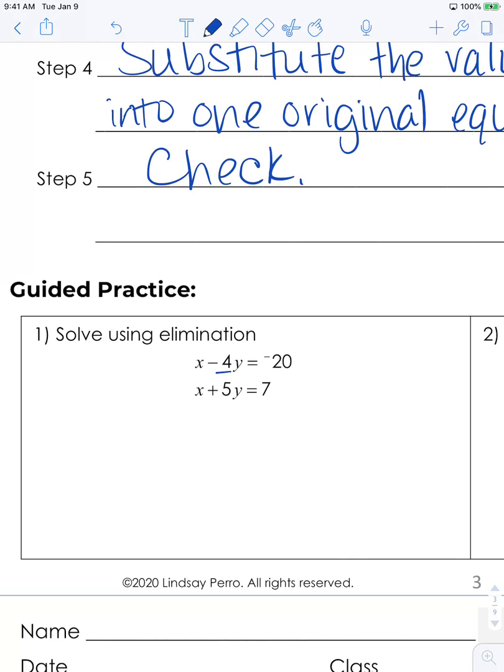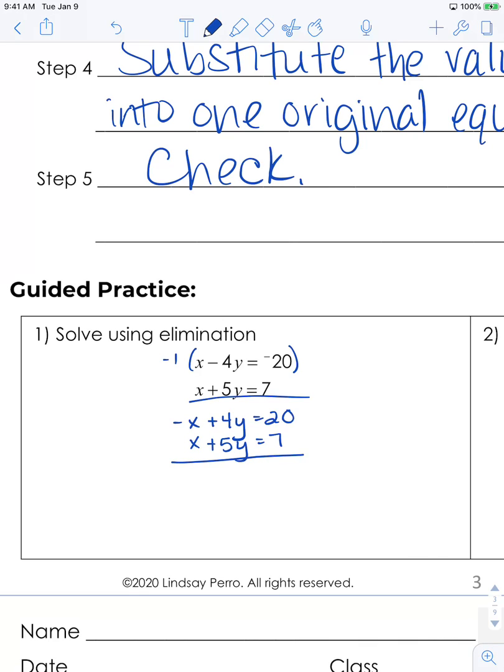Since you have a -4 and a 5 here, it would require a little bit more work to get these to be opposites of each other. But this right here will be easy because the x's both already have a coefficient of 1. So you can pick either equation and multiply it by -1. I'm just going to pick the top because that's where it is. And we will end up with -x plus 4y equals 20. And I'm going to go ahead and write the second equation right underneath. x plus 5y equals 7.